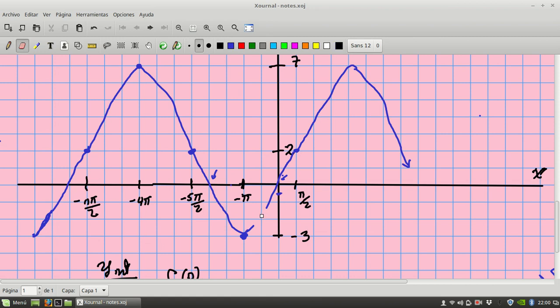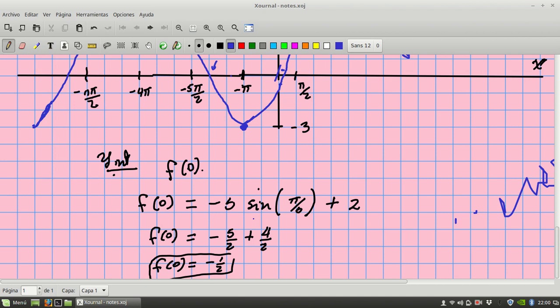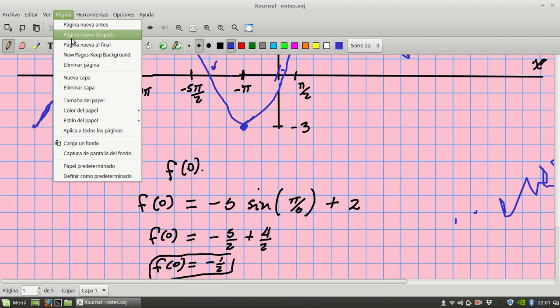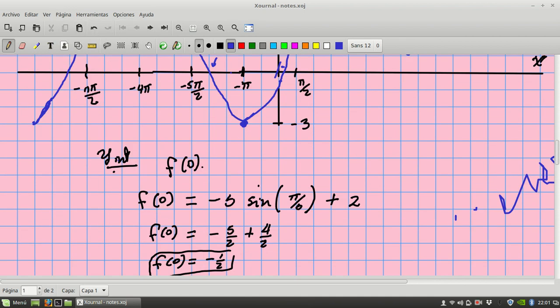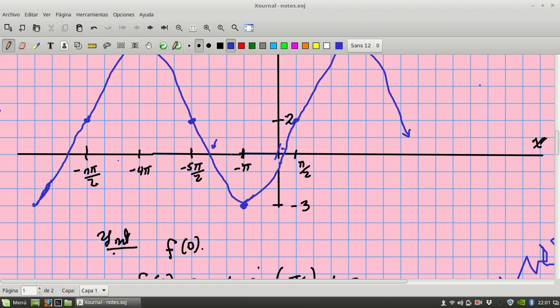So we should do it, instead of this blue, we should do it like this. Okay, this is the way to do it, because it's f(x) minus 1/2. And now we're about to find the x-intercepts. This is the y-intercept, so now we're going to find the x-intercepts.